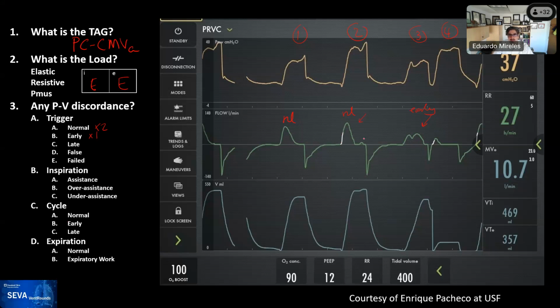And then the cycle, you can see on this one, this is a setting, so it doesn't matter. But on number 2, the cycle, you can see over here, it's a late cycle. Good job. And then this one doesn't count. Actually, it would be an early cycle, what would occur on this patient. And then expiration, I think, is normal on all of them.